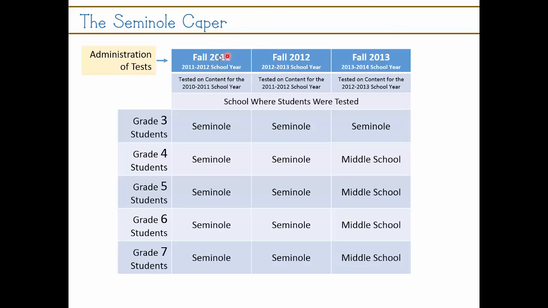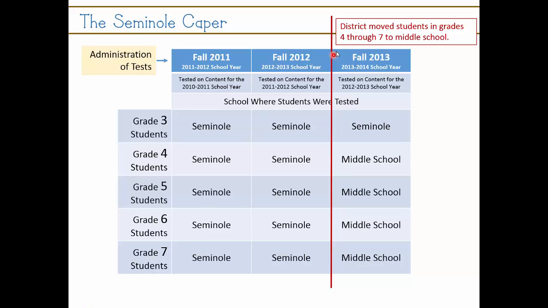So in the first column, you'll see that the tests were given in the fall 2011, 2012, and 2013. And it's important to remember for this concept that the fall test measures content from the prior school year. The fall 2012 test measures content from the prior school year. The fall 2013 test measures content from the prior school year. Everybody knows that, but it's just a reminder for this particular concept.